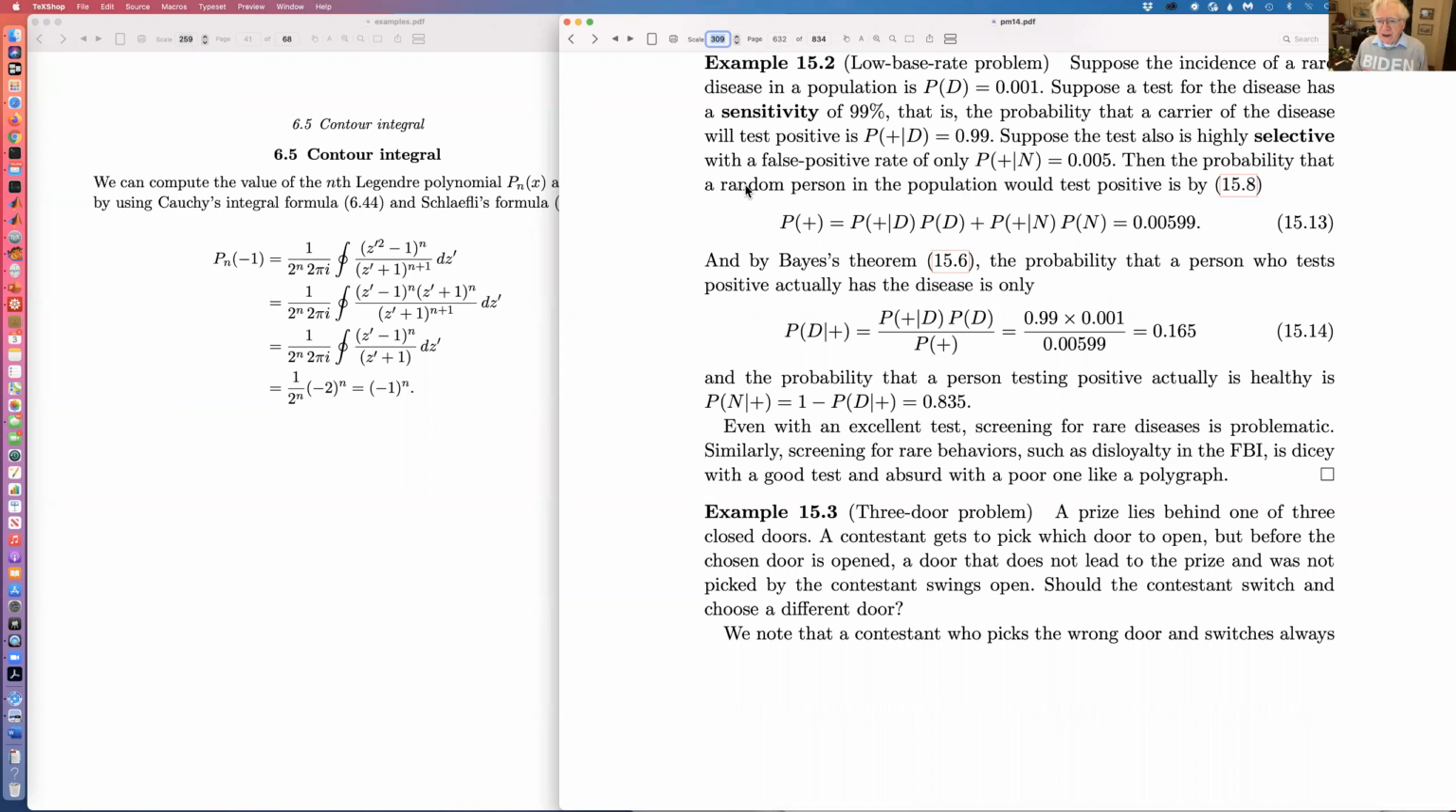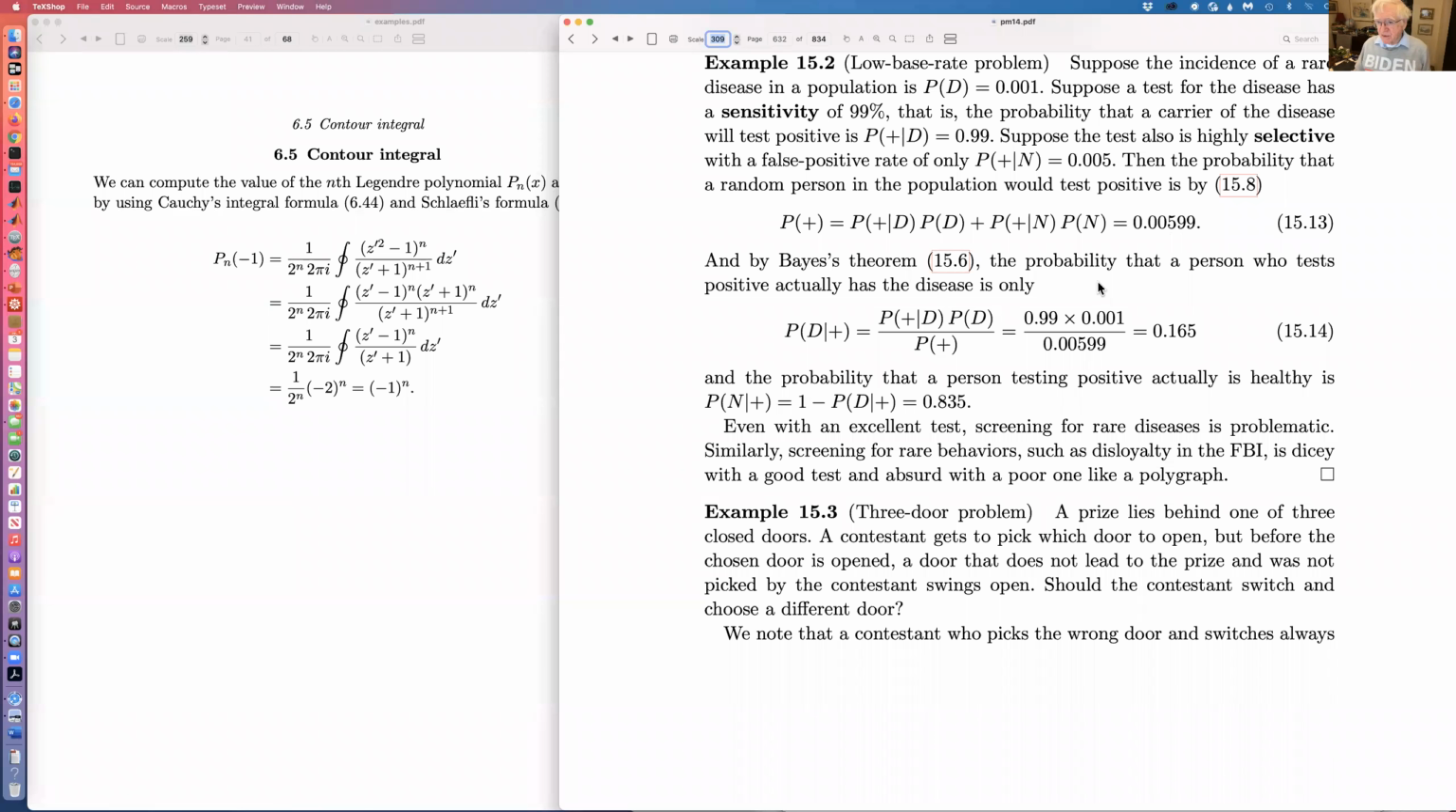So the probability that a random person in the population would test positive is the probability of positive given disease times the probability of disease, plus the probability of not disease times the probability of positive given not disease. And we've already got these things computed. This one here is 0.99. This one is 0.05. And the probability of disease is 0.001. The probability of not diseased then is 0.999. And you work that out and you get basically 0.006.